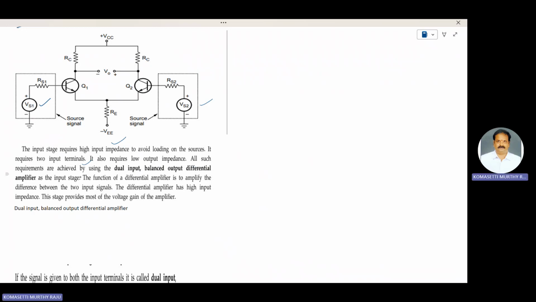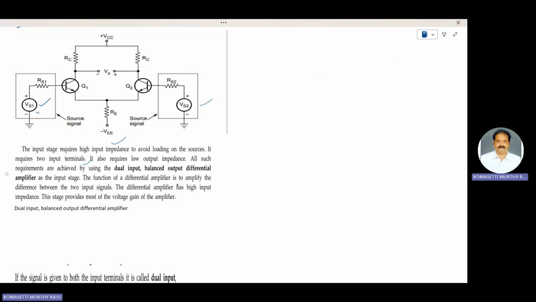All such requirements are achieved by using a dual input, balanced output, differential amplifier as the input stage. Dual input means VS1 and VS2, the two input signals, are applied to the differential amplifier configuration. Balanced output means the output is taken across these two collector terminals.